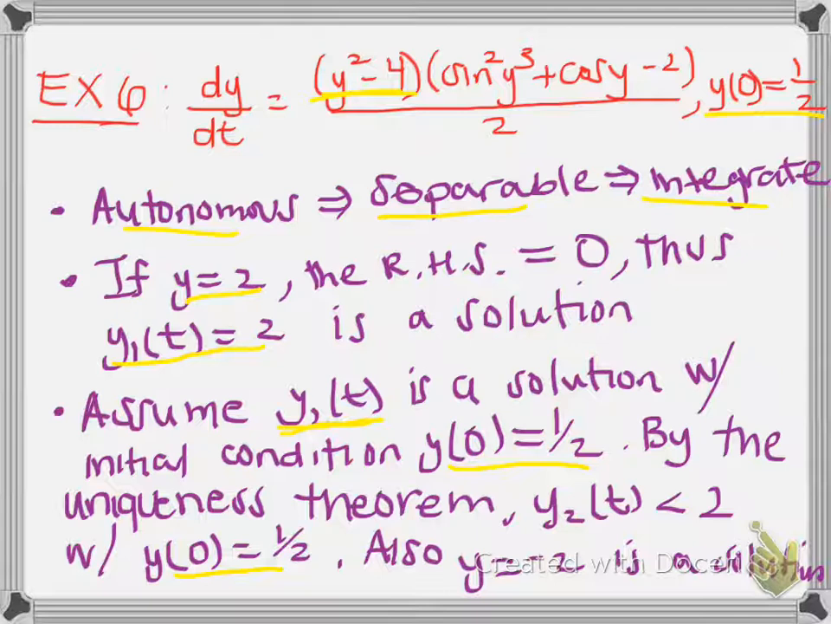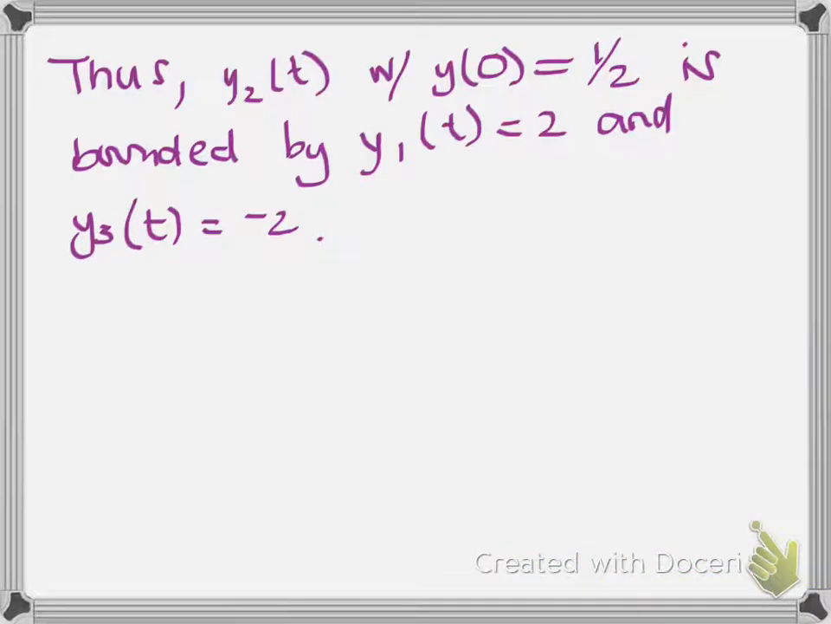With this initial condition, y equals -2 is also a solution, right? Thus y sub 2 of t with initial condition y of 0 equals 1/2 is bounded by the two other solutions, y sub 1 of t equals 2 and y sub 3 of t equals -2. I hope that makes sense. Knowing that a solution exists and is unique can tell you a lot of information, even if you don't know how to find that solution explicitly.